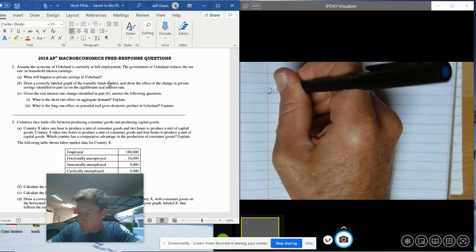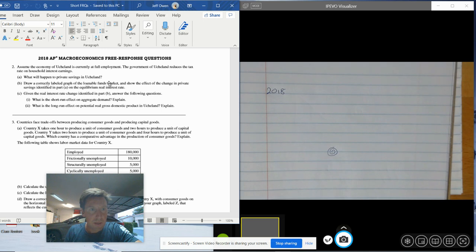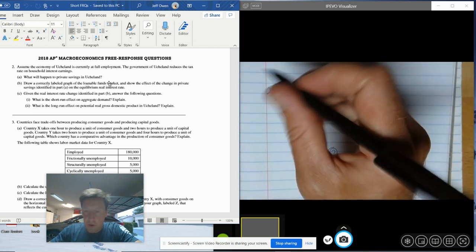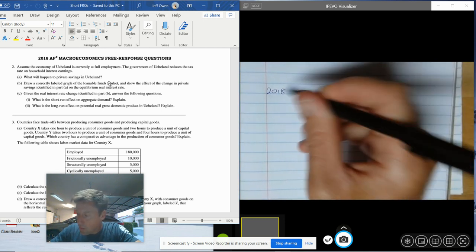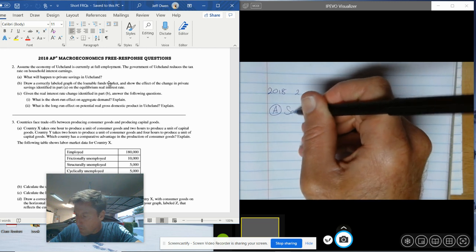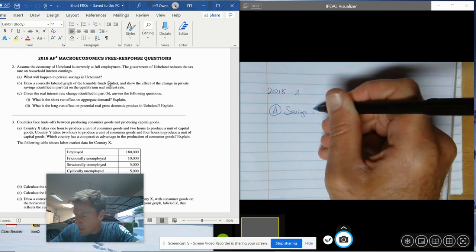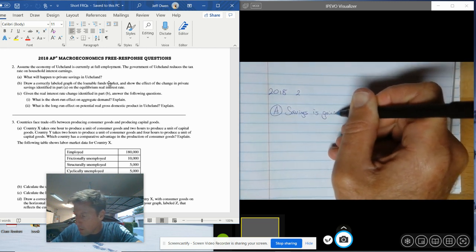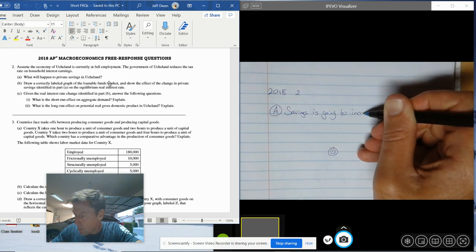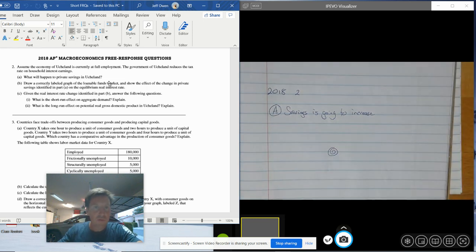This is 2018, number 2, and number A, savings is going to increase. We have more disposable income, we're going to save more money, and we're going to spend more money, because you can only do two things with money: save it and spend it. They're not asking us about what's going to happen to spending, they're saying savings. So savings is going to increase.